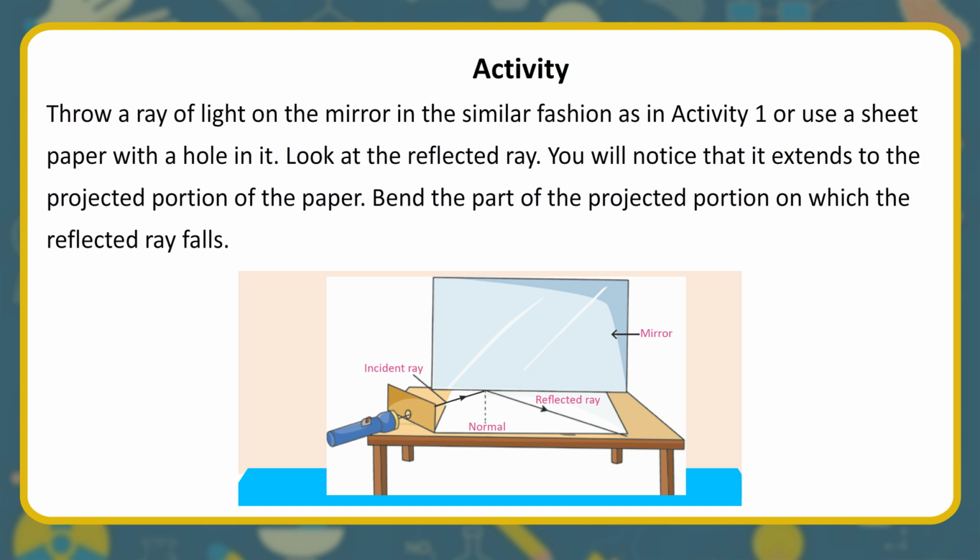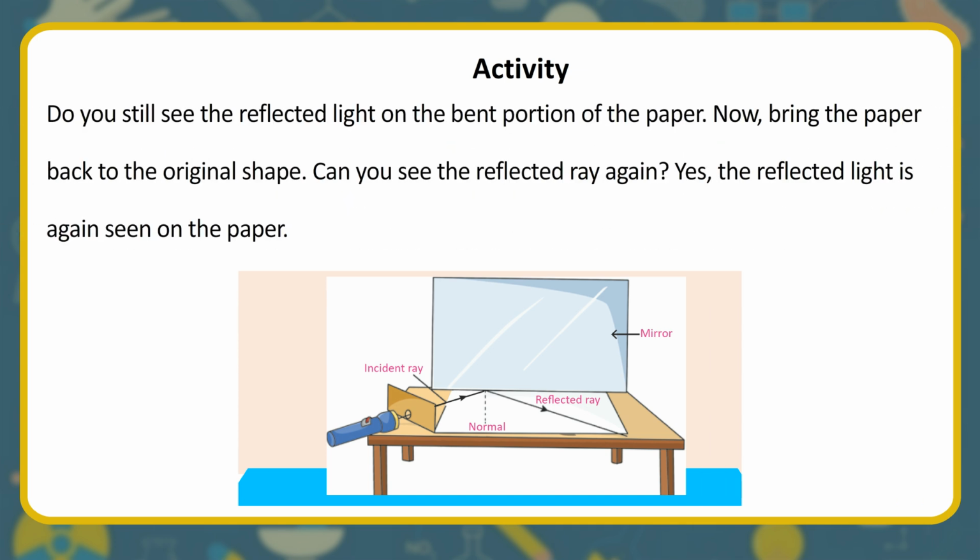Throw a ray of light on the mirror in the similar fashion as in Activity 1 or use a sheet of paper with a hole in it. Look at the reflected ray. You will notice that it extends to the projected portion of the paper. Bend the part of the projected portion on which the reflected ray falls. Do you still see the reflected light on the bent portion of the paper? Now, bring the paper back to the original shape. Can you see the reflected ray again?